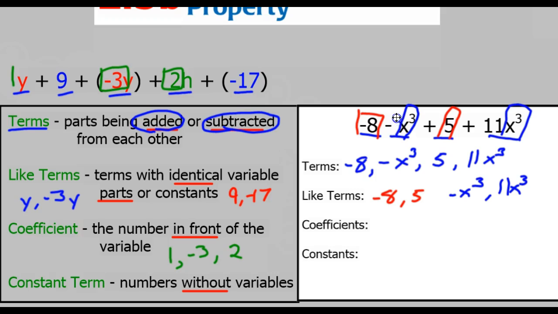Here, if we're looking for numbers in front of the variable, we have 1 in front of the x, and 11 in front of the x cubed. So our coefficients are those.